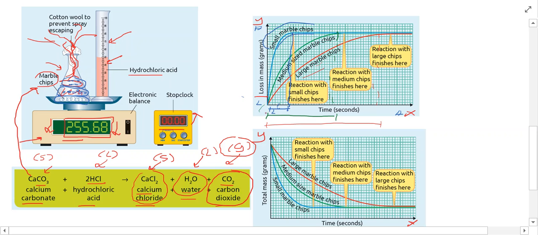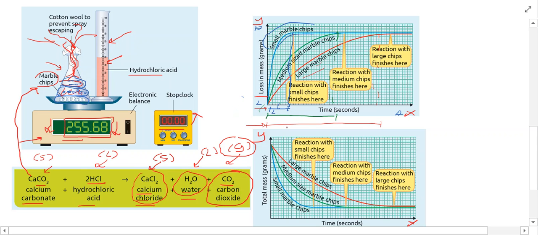So we can clearly see here that this is the fastest. So the reaction rate is fastest when the marble chips are small, whereas this is the slowest when the marble chips are bigger, and it's for the reasons that I've talked about. So this again is a way that we can demonstrate and show experimentally the impact of the size of particles on the rate of reaction.